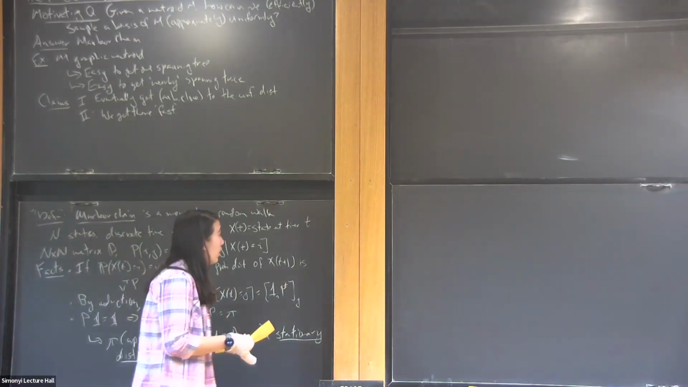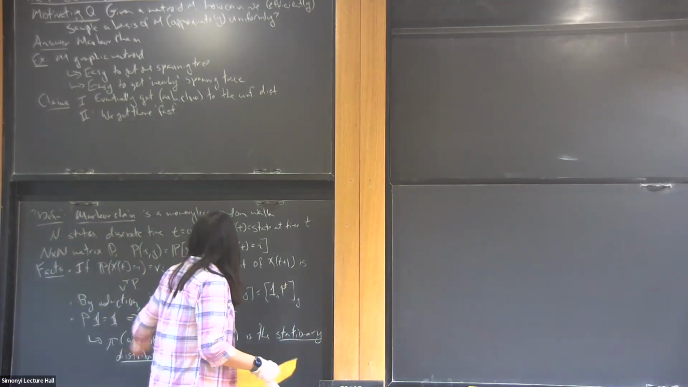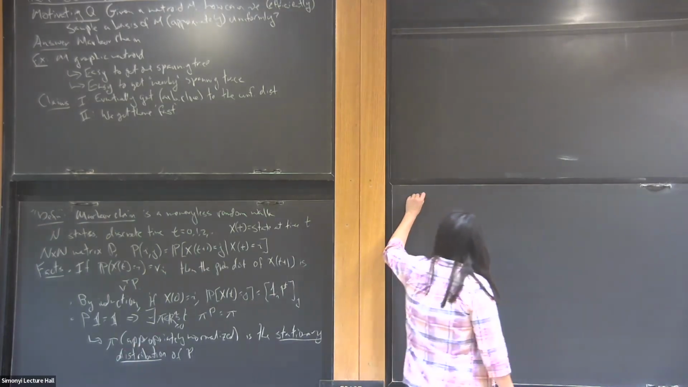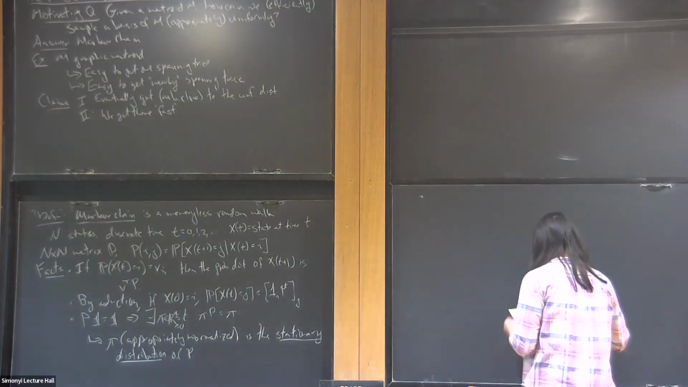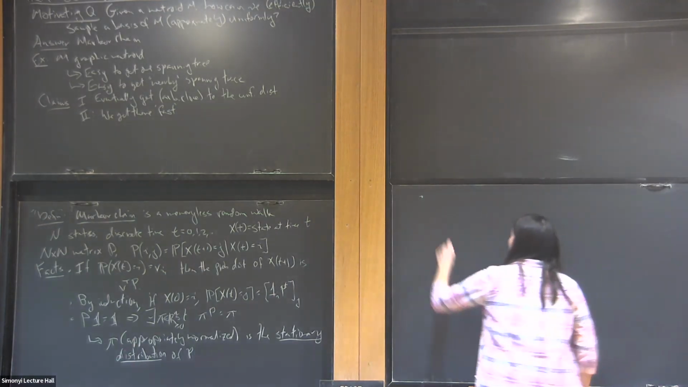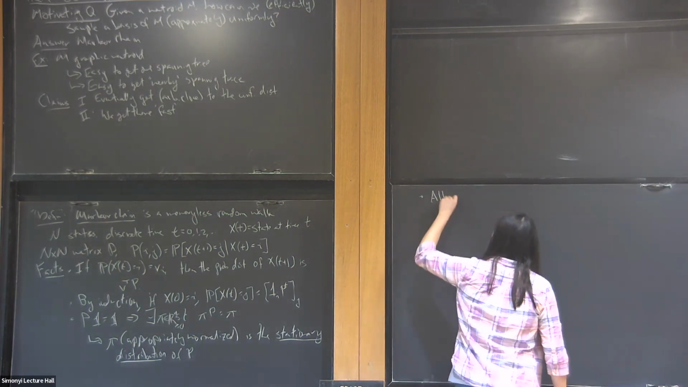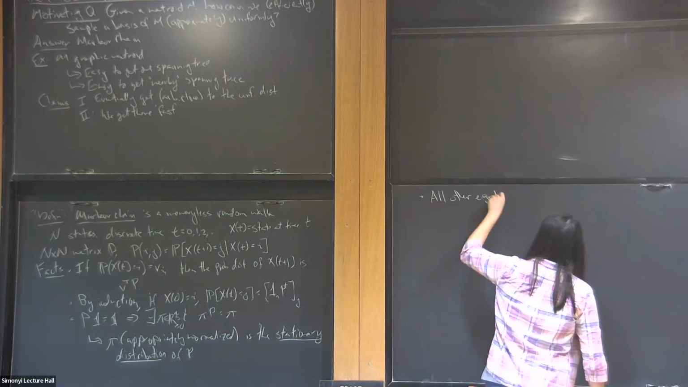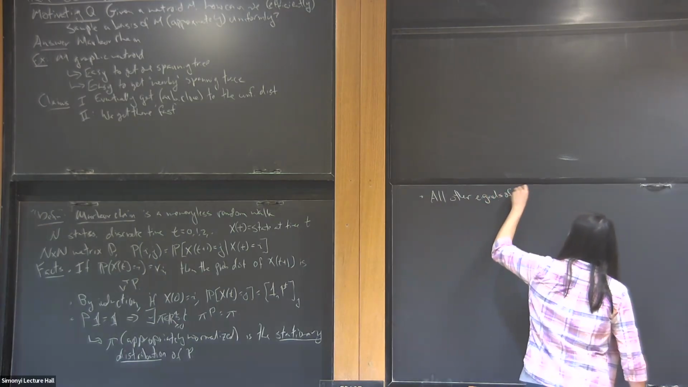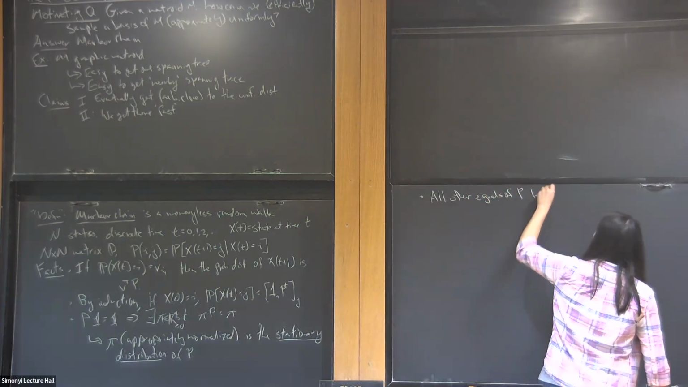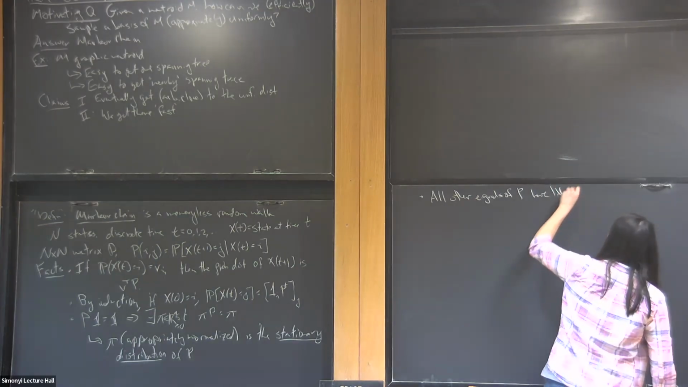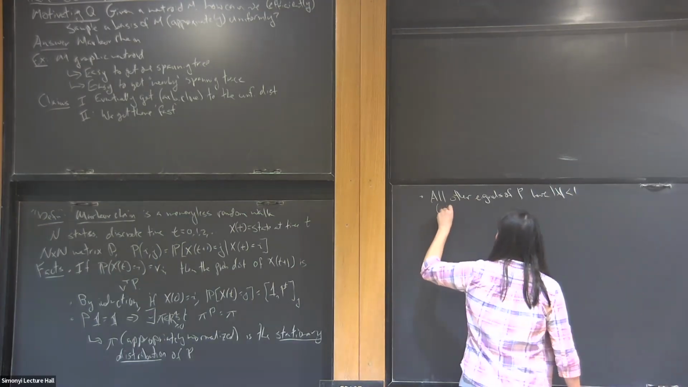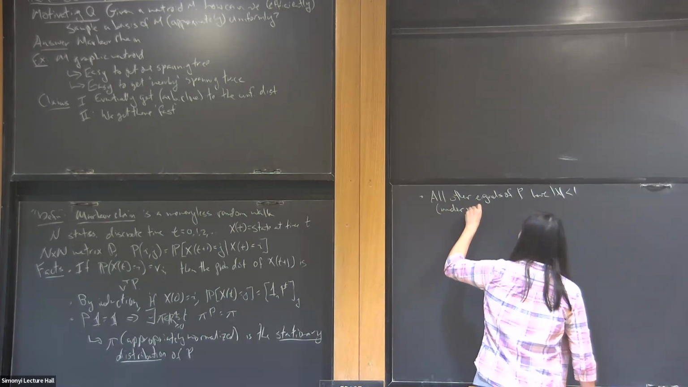And so one more linear algebra fact. All other eigenvalues of P have absolute value less than 1. This is under some mild assumptions.